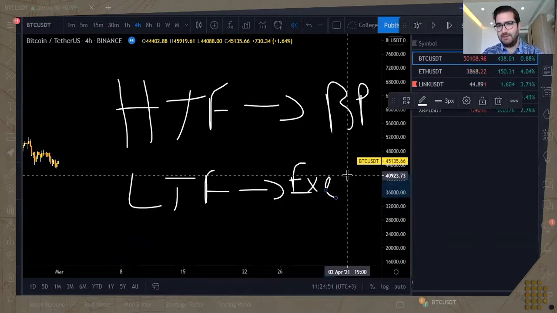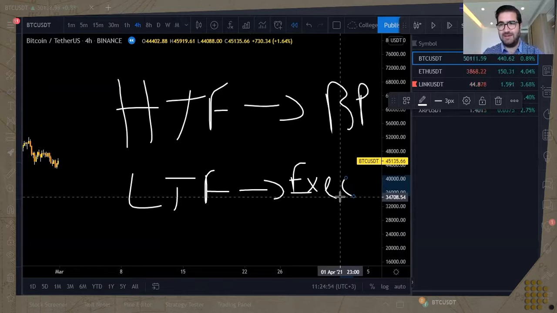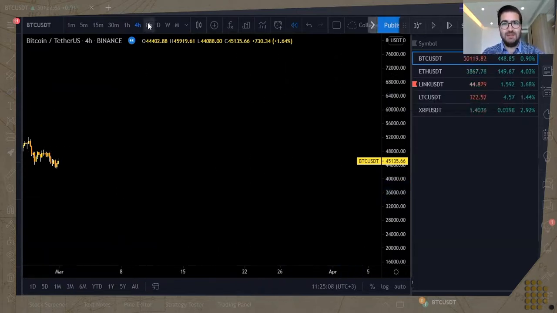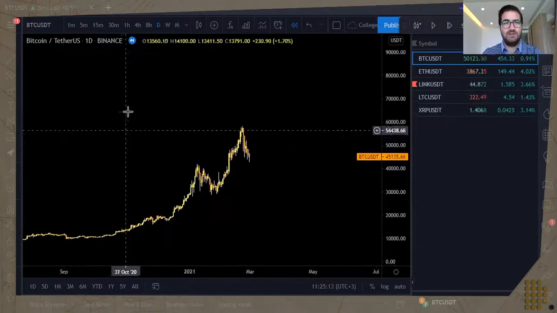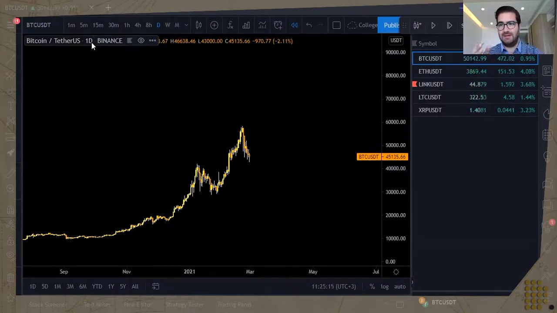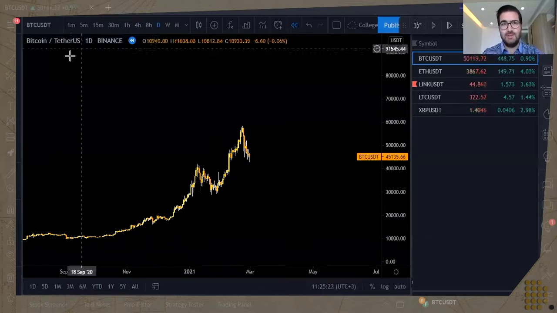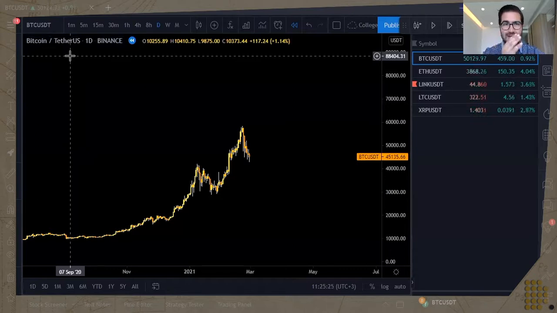Whenever you open the graph of the asset that you need to analyze, use the higher time frame first, see if you are in an uptrend or a downtrend, and then go for the lower time frame for execution and opening the trade. Let me give you an example here. If we look at the BTC USDT, what I will do first is pick the daily one as the higher time frame. I will tell you why the daily time frame later in this video. So our higher time frame is the daily one.